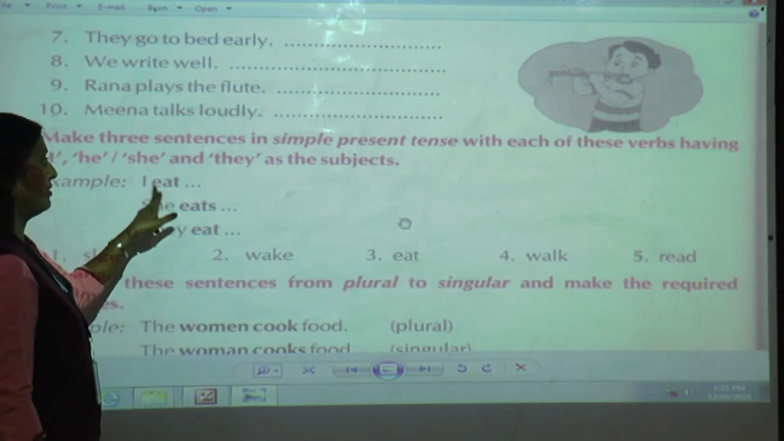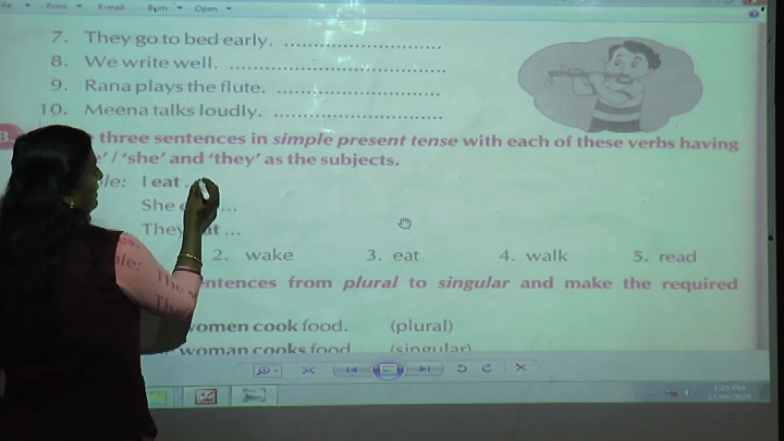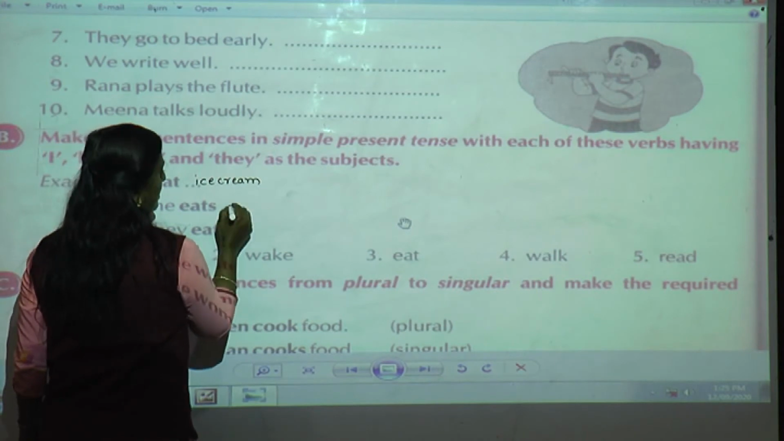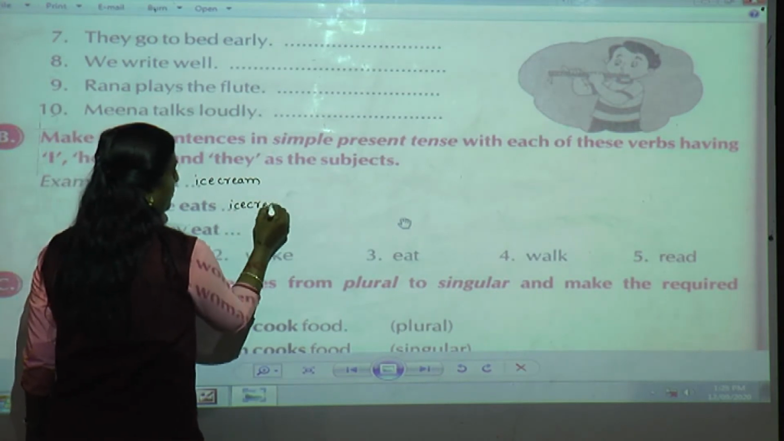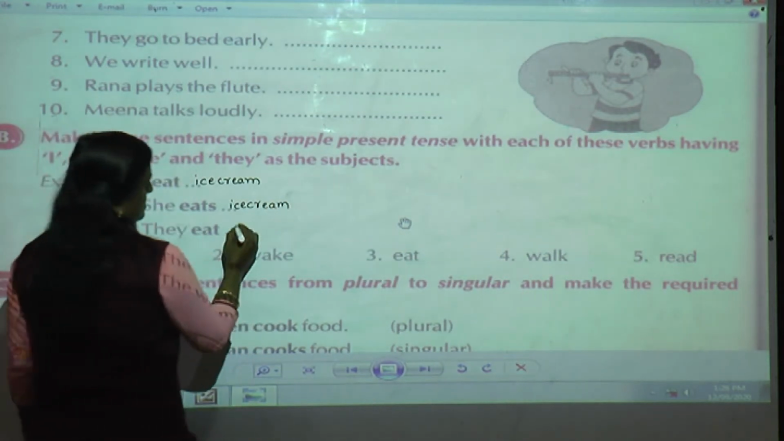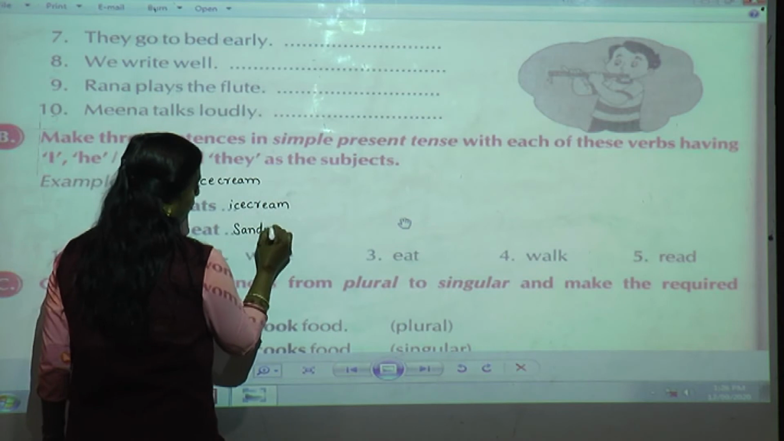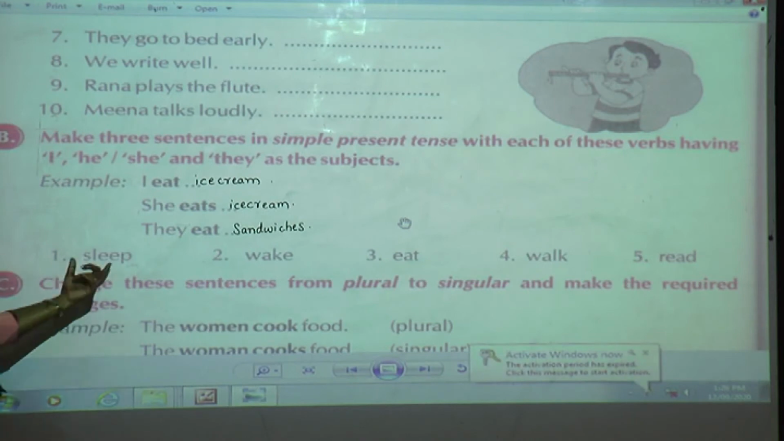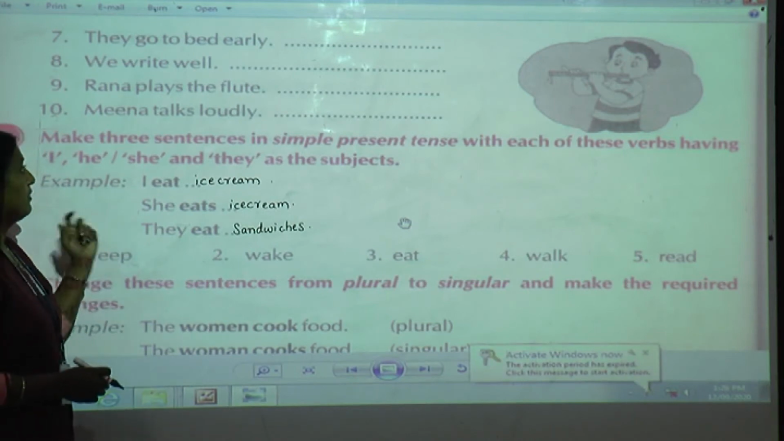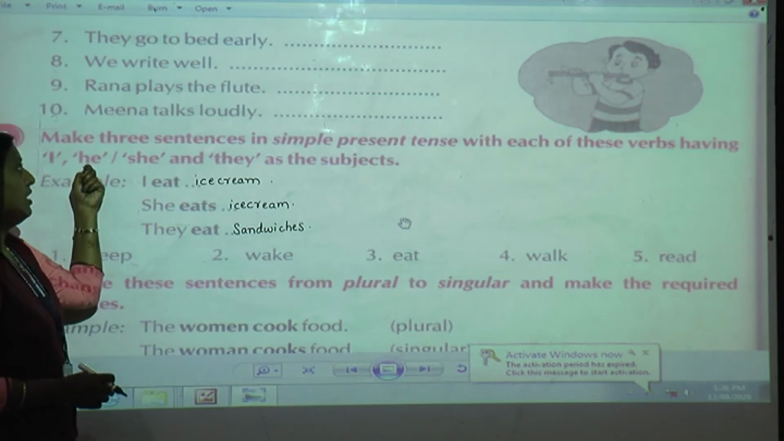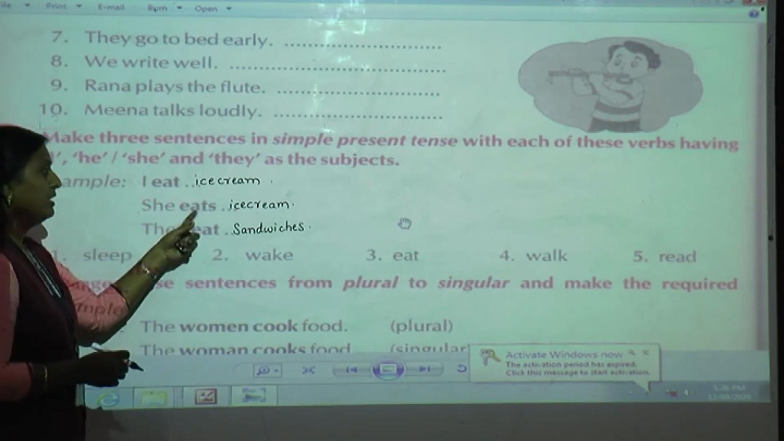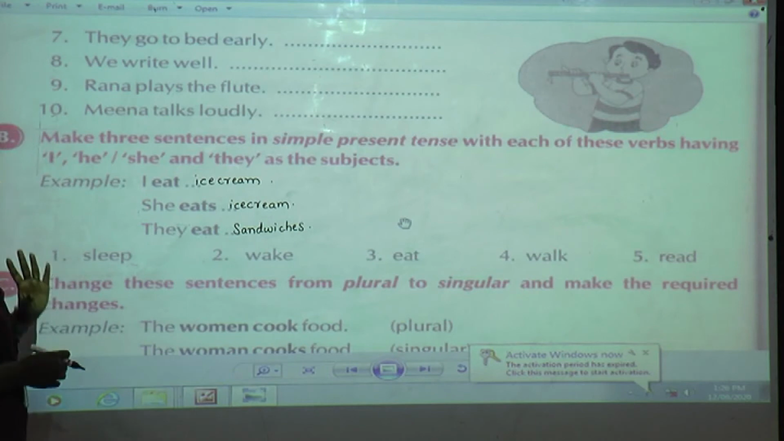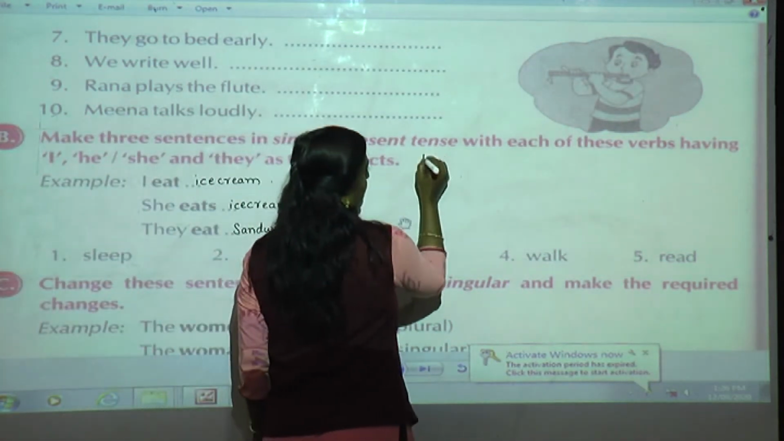Clear? Here when they have given I eat so and so, for example, I eat ice cream. She eats ice cream. Whatever you want, you feel. They eat sandwiches. Anything you can put. This is the example which I have completed. Now what you have to do, I will take this verb, and the subject will be I, he or she, whatever is there. Here they have taken she. You can take it as he also. And one more, that is they as the subject. So only one example I will solve for you. You can write over here.